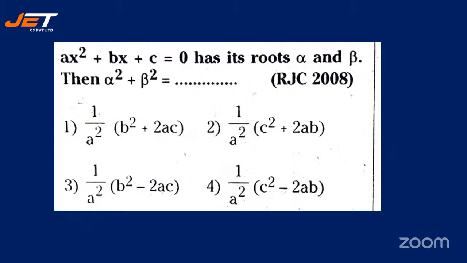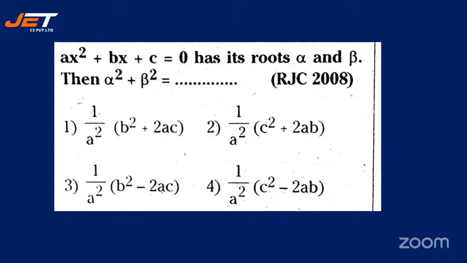Yes. The next question, ax square plus bx plus c is 0. It has its roots alpha and beta. Then alpha square plus beta square is dash. What is alpha square plus beta square? Okay. So you can take your 1 full minute to get the answer for this. You need to see what is alpha square plus beta square.